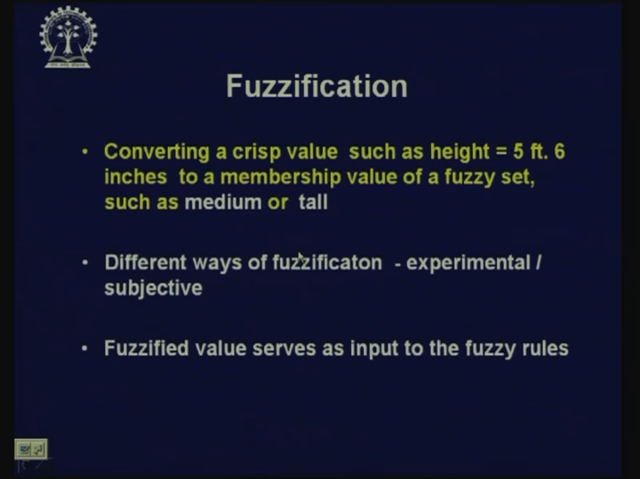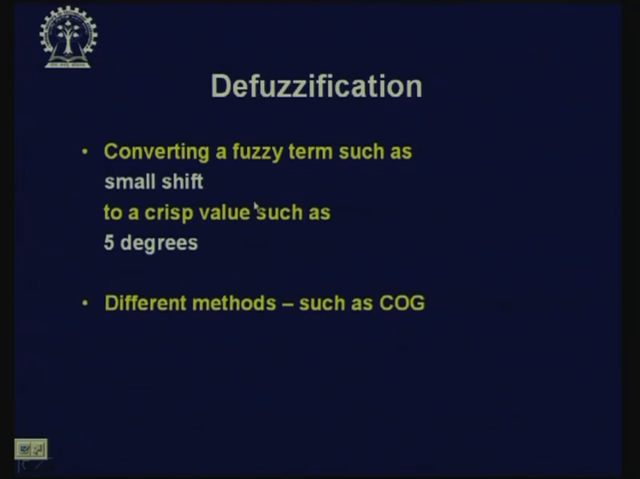There are different ways of fuzzification. Some are experimental and some are subjective, all right. And fuzzified values serve as the input to the fuzzy rules. So, fuzzification is converting a crisp value to a fuzzy membership. The other thing is defuzzification. What do we mean by defuzzification?